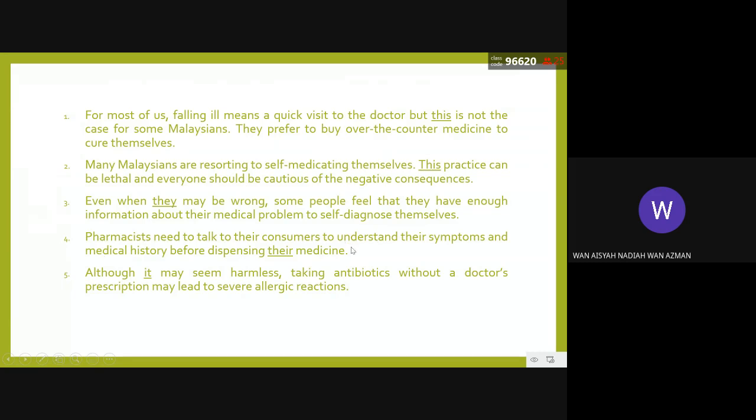Okay, the fourth one. Pharmacists need to talk to their consumers to understand their symptoms and medical history before dispensing their medicine. So there here is referring to consumers. Okay, how about the last one? Although it may seem harmless, taking antibiotics without a doctor's prescription may lead to severe allergy reactions. So it here refers to taking antibiotics. Yes, very good.